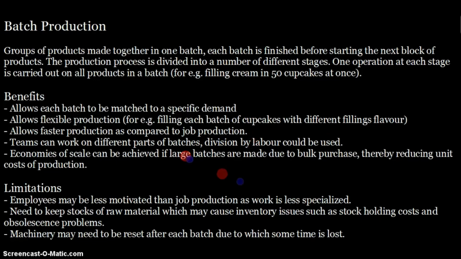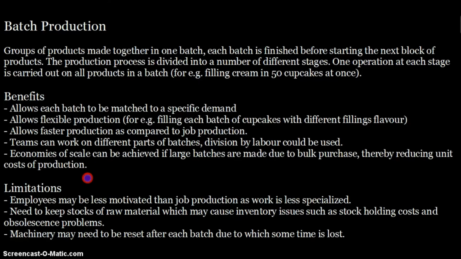Economies of scale can also be achieved if large enough batches are made due to bulk purchase, thereby reducing unit cost of production. So you can avail economies of scale by purchasing in large quantities, bulk purchasing. That is purchasing economies, the specific type of economy of scale that you are achieving if you buy in a large quantity. However, that's not always the case, because if your batches are small, then it's not the case. But it still has a considerably lower unit cost as compared to job production, though the quantities are still not large enough for good unit cost reduction. It's more when you go to flow production that your unit costs have reduced significantly.